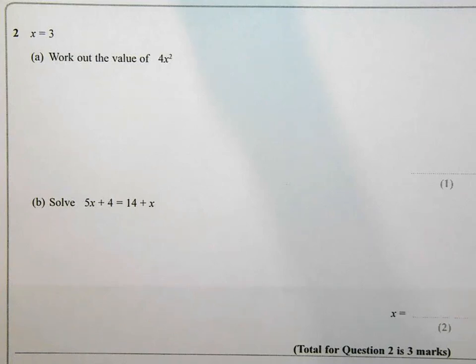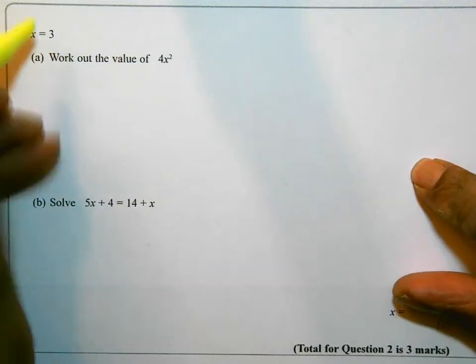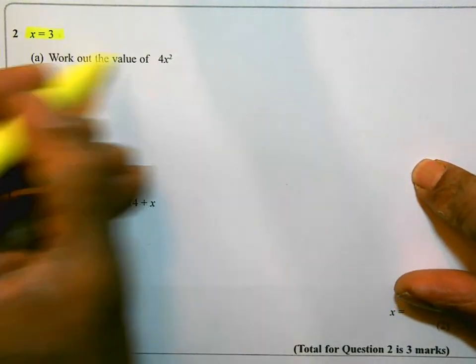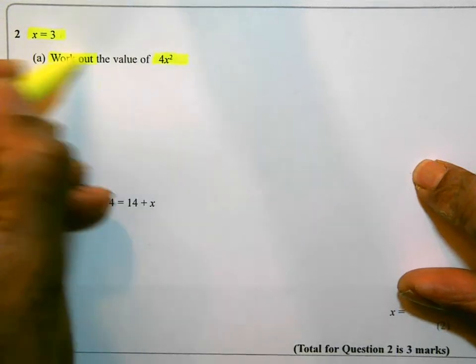This is question number 2 on the June 2015 non-calculator paper. Okay, let's look at this question. It starts off by saying x is equal to 3, and then work out the value of 4x squared. So we just want to work it out.